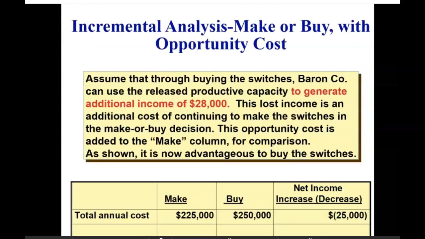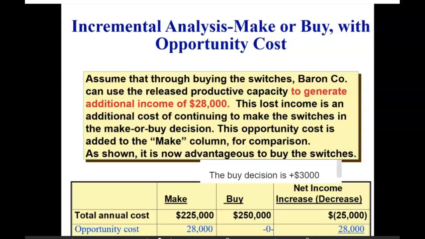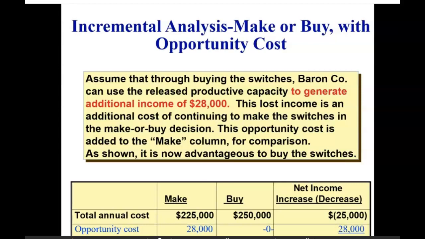I'll continue to manufacture. However, along comes, assume now that if I buy the switches, I can use that released capacity to generate additional income of $28,000. Now, that lost income is an additional cost of continuing to make the switches. And the opportunity cost is added to the make decision for comparison. And when I add it to the make decision, then the buy decision becomes more attractive.